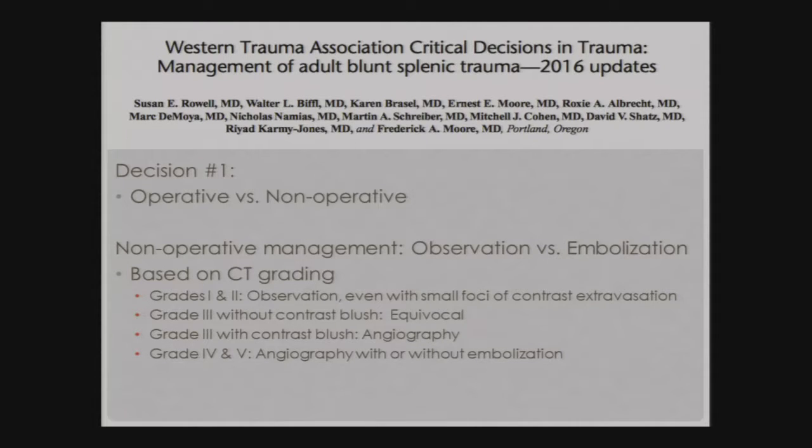So with any trauma, especially with blunt abdominal injury or penetrating, whether or not the patient's stable or unstable is your first decision. So in the setting of hemodynamic instability, with or without peritonitis, you would have operative versus non-operative. Obviously, in that case, operative would be indicated. And then non-operative, once you get past this first branch point, this is where the meat of these recommendations go, is observation alone versus embolization.